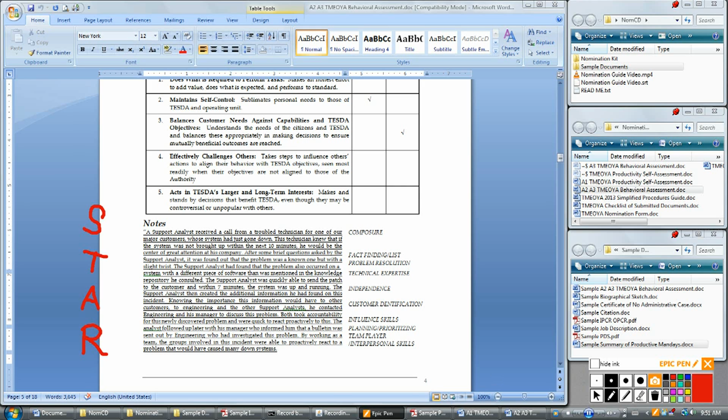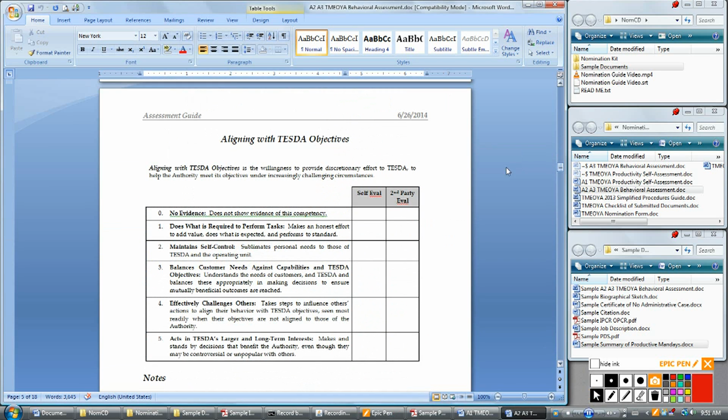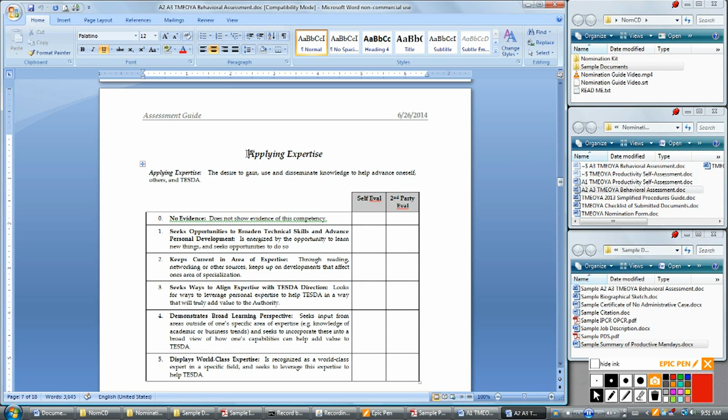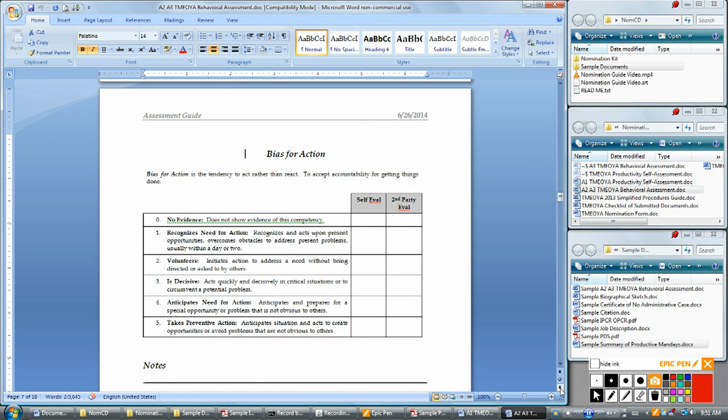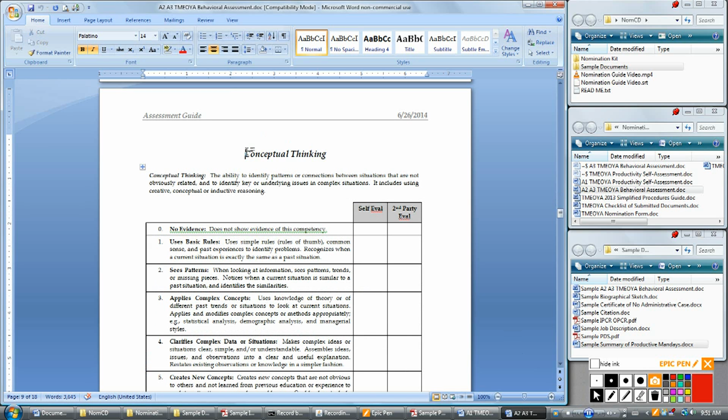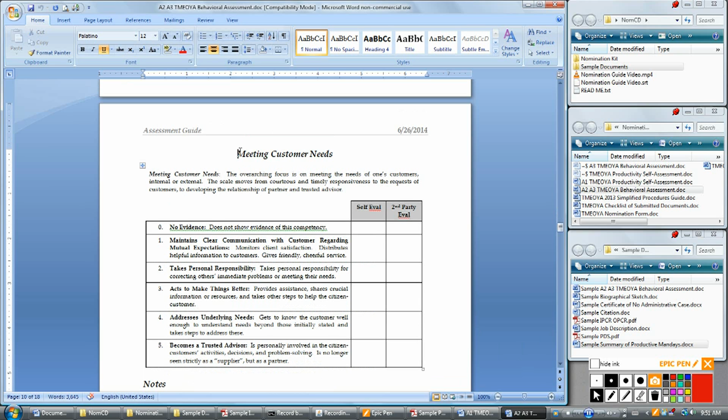Page 6 is the start of the competencies to be rated. Nominees from all categories are required to answer Form A2, which consists of the individual contribution and the human relations competencies. Please do not forget that all pages should be signed by the nominee and countersigned by his or her immediate superior as the second-party evaluator.